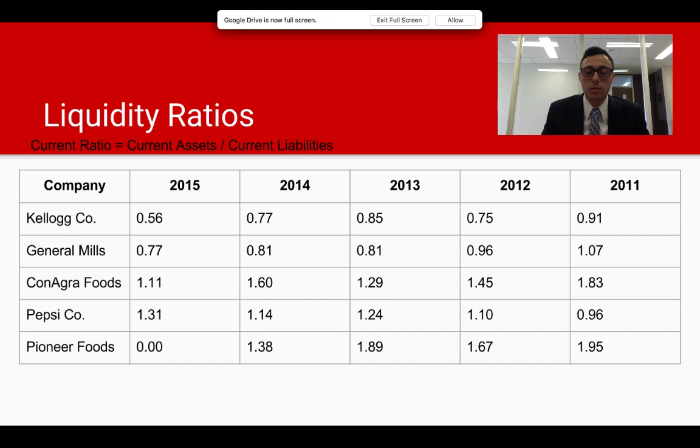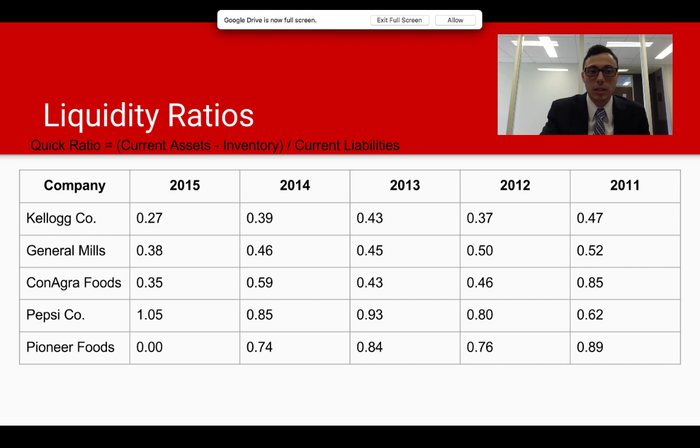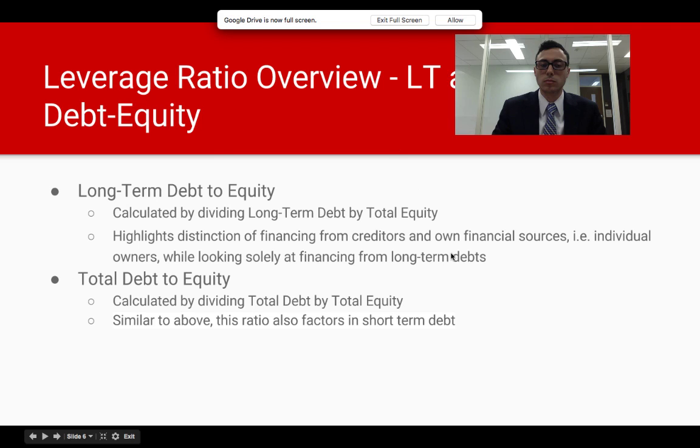When looking at this, Kellogg did have somewhat of a lower ratio compared to its competitors. This is slightly concerning because it indicates that they may have more of an issue meeting their short-term obligations when compared to some of their competitors. And here it shows the quick ratio, which is also slightly lower than most of their competitors.